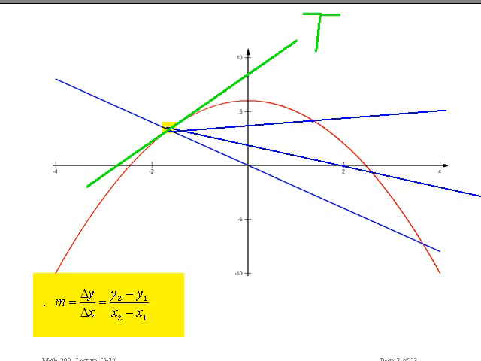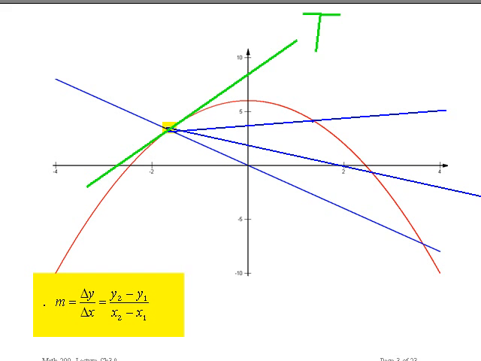So by taking the limit, the limit of these secant lines is going to be the tangent line. The limit of the slopes of the secant lines is going to be the slope of the tangent line, and that is going to be the slope at that particular point.